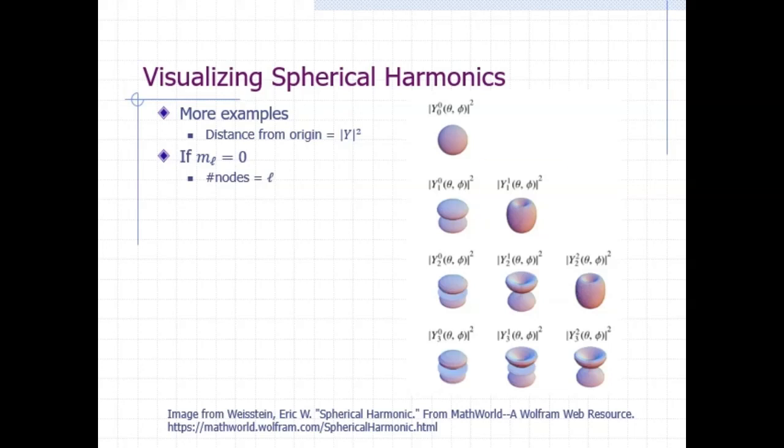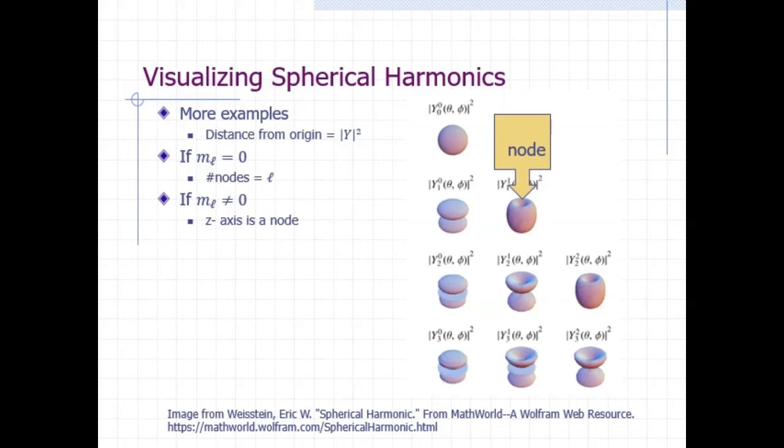Here are the plots for m sub L equals +1, for L equals 1, 2, and 3. The plots for m sub L equals -1 are the same. Here are the plots for m sub L equals +2, for L equals 2 and 3. The plots for m sub L equals -2 are the same. Note that when m sub L is not equal to 0, the z-axis is a node. For example, when L equals 1 and m sub L equals +1 or -1, this dimple is due to the node at the z-axis.